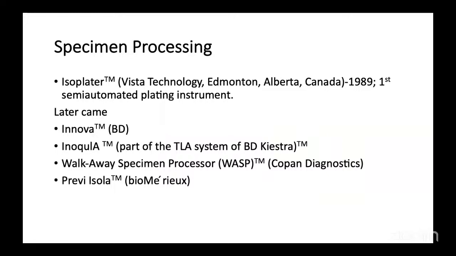And I found that a robotic arm goes, opens the cap, puts the loop inside, takes it out, puts it on the plate, rotates it, and then stacks it, and then sends it to a tray, and the tray directly goes into the incubator or a conveyor belt. So they had this semi-automated plating kind of equipment. Later on came Innova from BD, InoqulA, which is part of the total lab automation system of BD Kiestra, and a walkaway specimen processor, something like a walkaway biochemical analyzer, which is also called the WASP, which comes from Copan Diagnostics. And then we have a Previ Isola, which is a bioMerieux instrument.